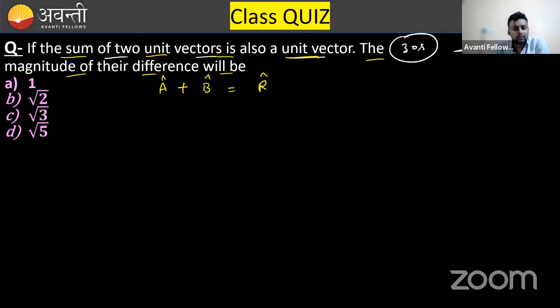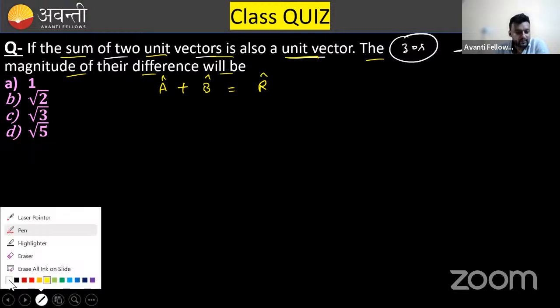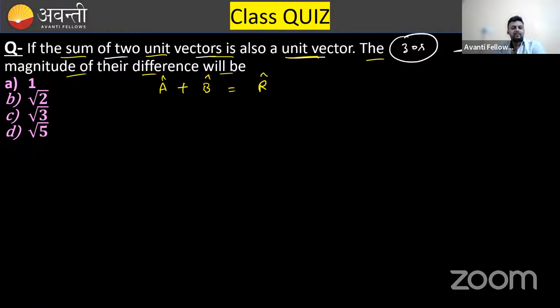Option A. Okay. Let's try to find out. Okay. Should I reveal the answer or I will reveal the answer later? So what is given?